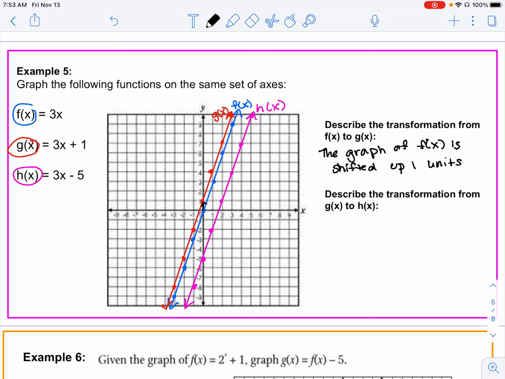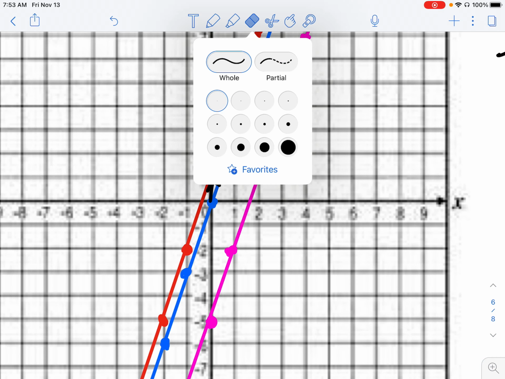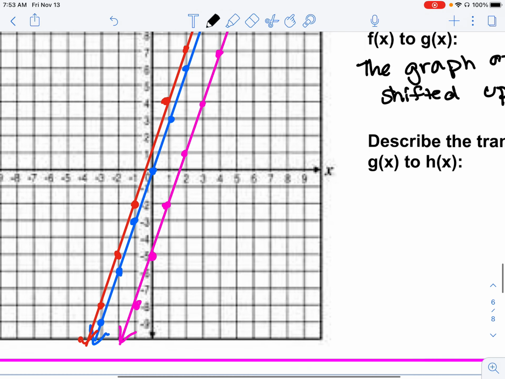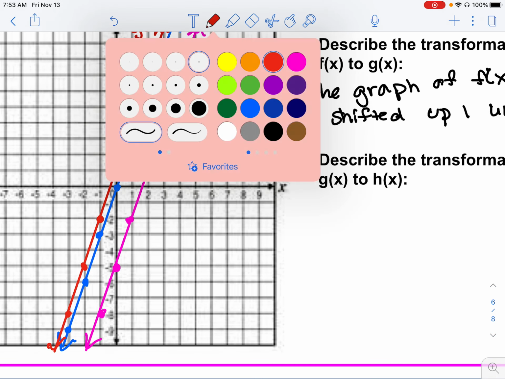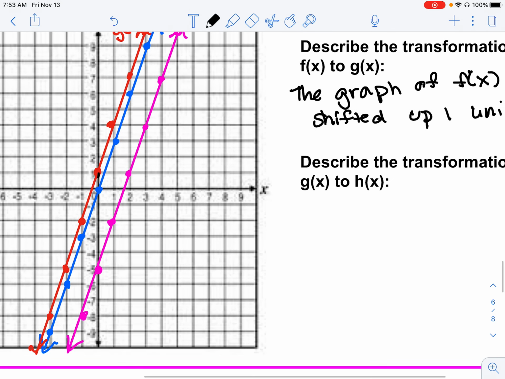When it says describe the transformation from g of x to h of x, okay, so we're going to start with g of x. So I'm going to start by looking at that red line, and we're going to figure out how did we have to move to get to h of x. Well, from the red line, I'm just going to look at it along the y-axis. How did it move to get to h of x, that pink line? I would have to move down 1, 2, 3, 4, 5, 6 units.